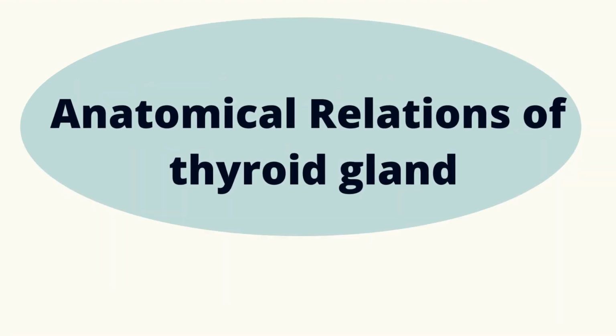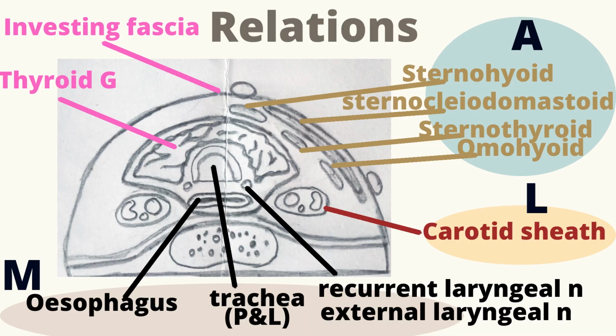Anatomic relation of thyroid gland. Anterior relation is denoted by the letter A. It starts from the sternocleidomastoid muscle, then sternohyoid muscle, sternothyroid muscle, omohyoid muscle, especially the superior belly of omohyoid. And lateral relation is denoted by the letter L.